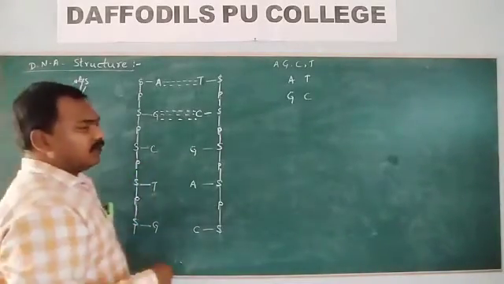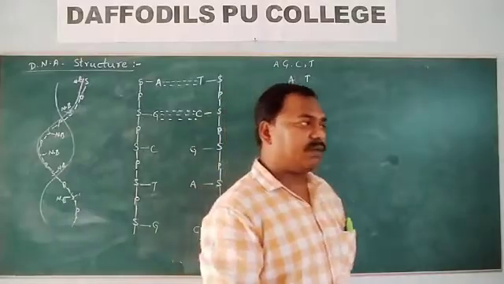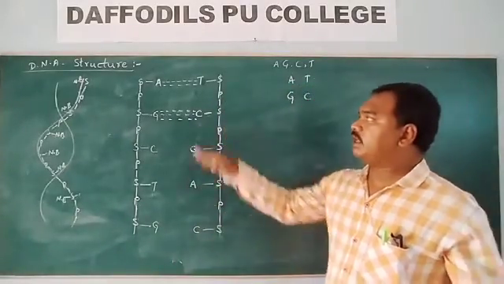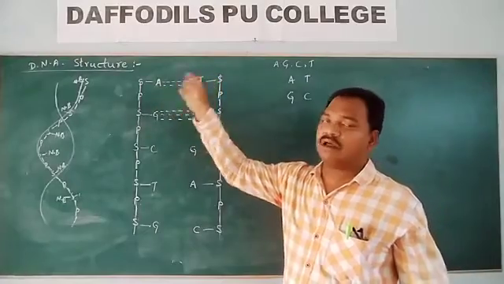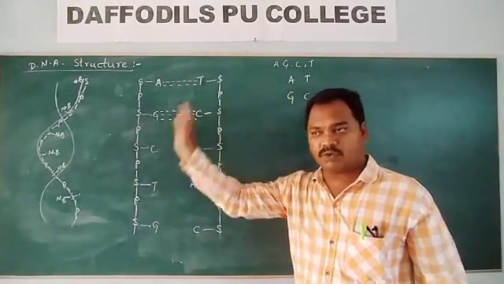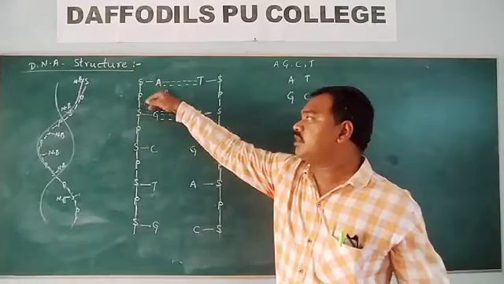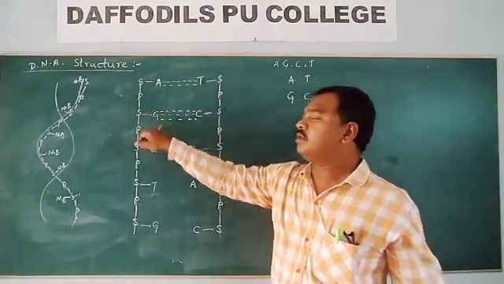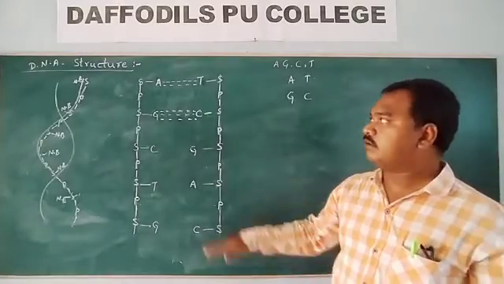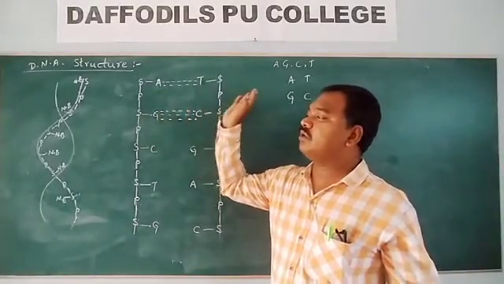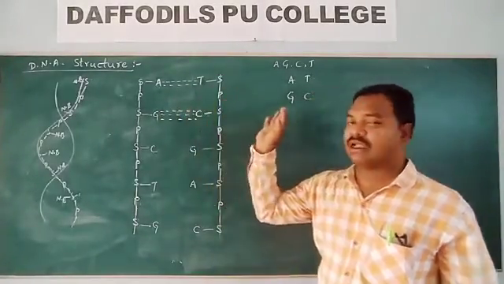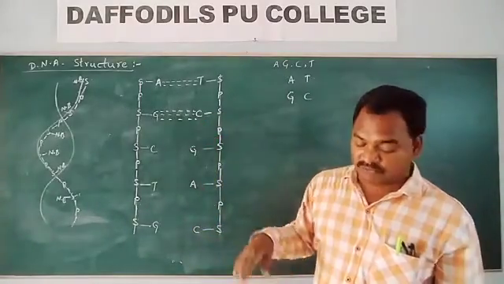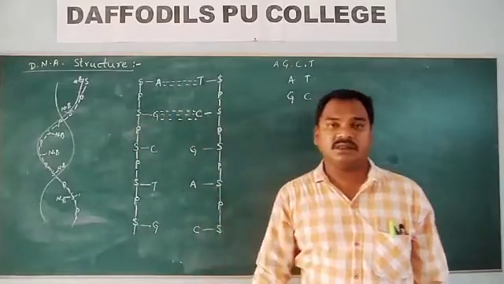So you have to remember all these things. What are the complementary pairs of adenine? For adenine, the complementary pair is thymine. Means the adenine always bonds with thymine only. It is not going to bond with either cytosine or guanine. So always adenine is going to hydrogen bond with thymine. The complementary pair of adenine is thymine. The complementary pair of thymine is adenine.